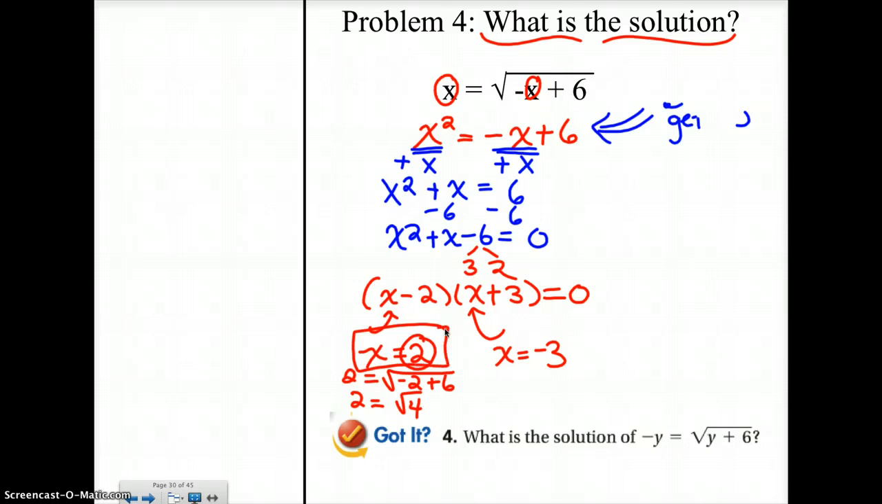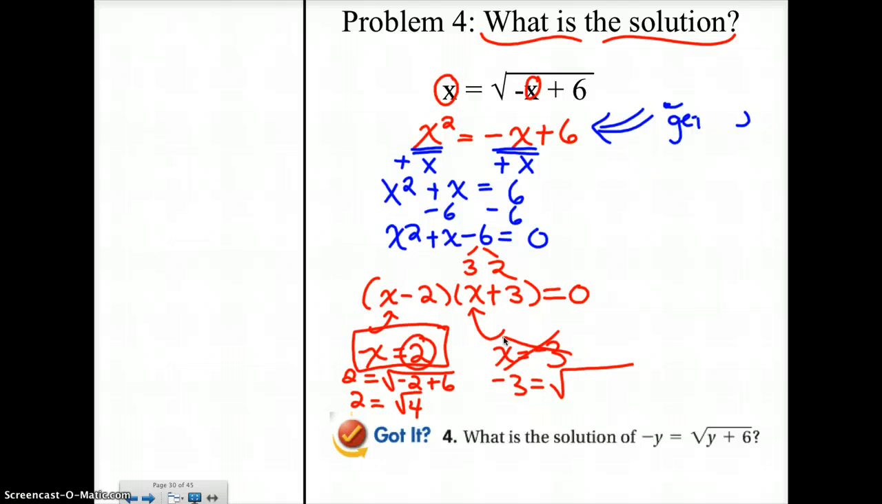On the other one, I would say, well, is negative 3 equal to the square root of, now I should stop right there, because you never have a case where you take a square root and the answer is negative. The square root of 36 is 6. The square root of 49 is 7. It's not negative. So when I plug this in, I could quit right here and say this is a bad solution.